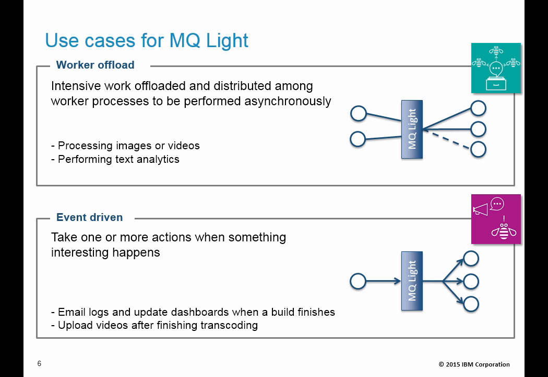On this slide, you can see some sample use cases for MQLite. The examples shown are worker offload and event-driven. For worker offload, it does what the title implies. Intensive work is offloaded and distributed amongst worker processes to be performed asynchronously. Some of the things you can use it for are processing images or videos, as well as performing text analytics. In the event-driven use case, you can take one or more actions when something interesting happens. For example, when a build finishes, you can email logs and update dashboards. Similarly, when a video is finished transcoding, it is uploaded automatically.